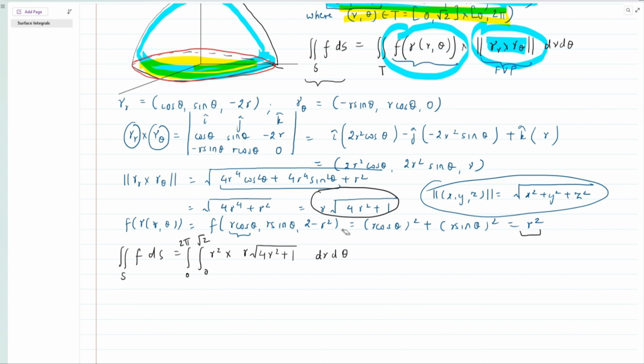In the next video, I am going to take you through surface integrals of vector fields and also a number of applications of that. If possible, we'll try and cover Stokes and Gauss theorem as well.